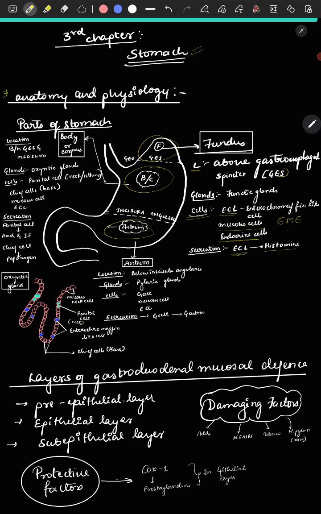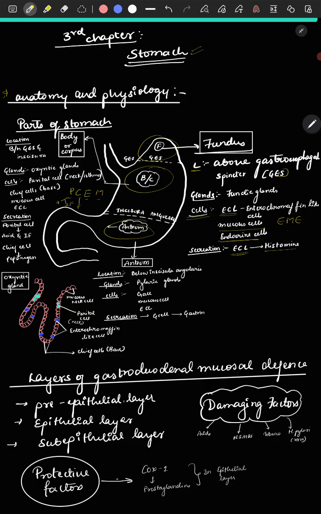Next we'll talk about body or corpus. The body or corpus is located between gastroesophageal sphincter and incisura angularis. The glands present are oxyntic glands. Cells are parietal cells, chief cells, mucous cells and enterochromaffin like cells. You can remember it as PCEM. P for parietal cells, C for chief cells, C for enterochromaffin like cells, M for mucus cells. What do these secrete? The parietal cells secrete acid and intrinsic factor, and chief cell secretes pepsinogen.